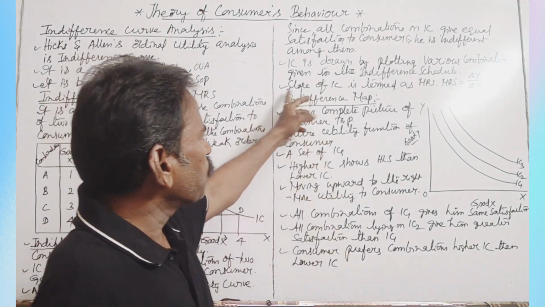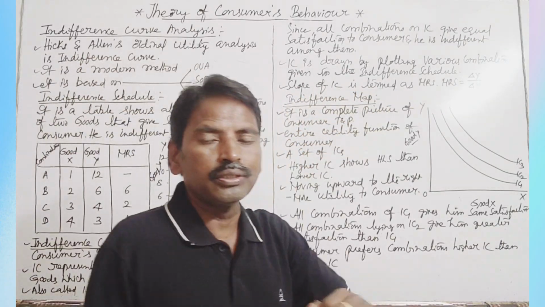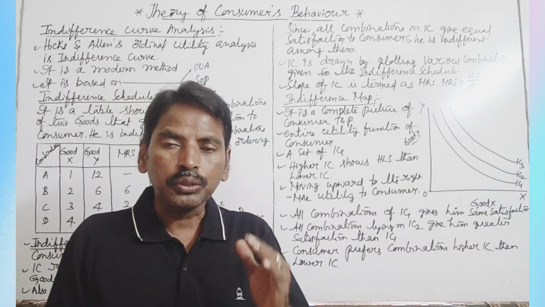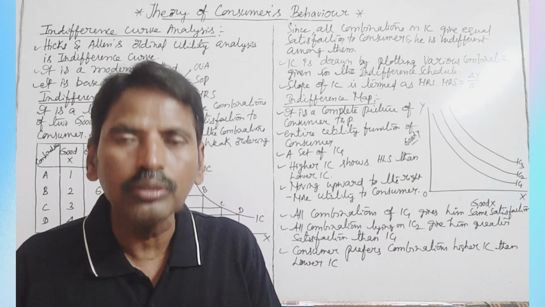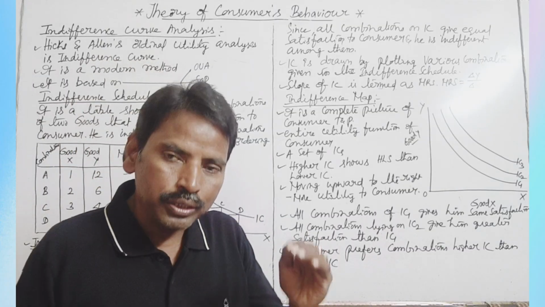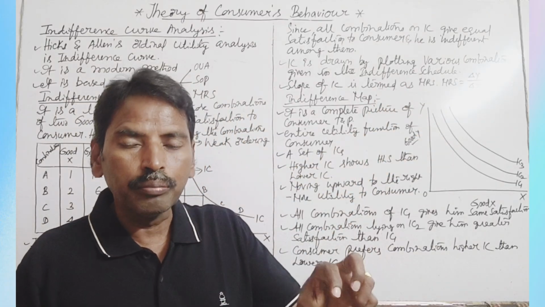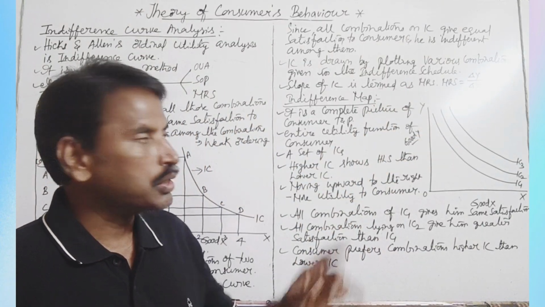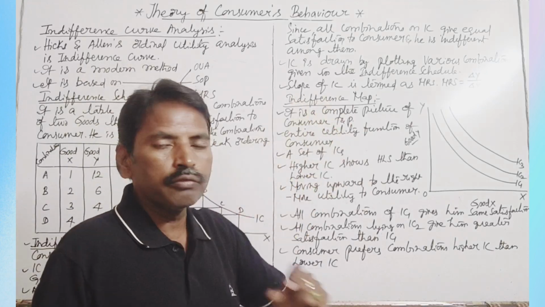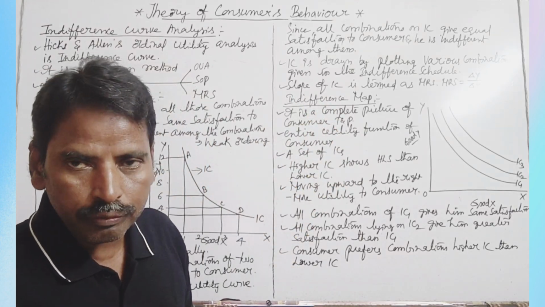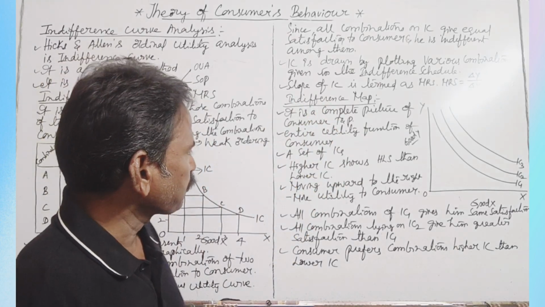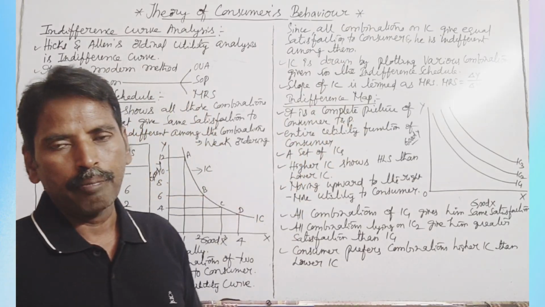Next, the slope of indifference curve is termed as MRS. The slope of indifference curve is equal to MRS. MRS is equal to delta Y by delta X, change in Y by change in X. MRS is the slope of indifference curve.